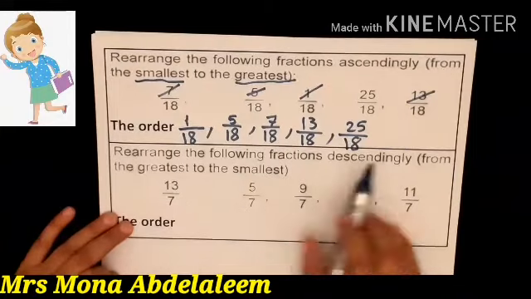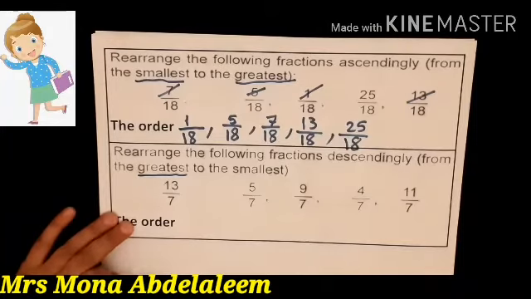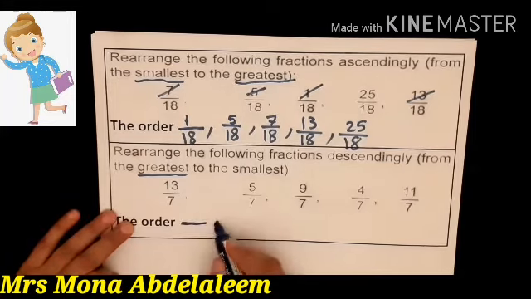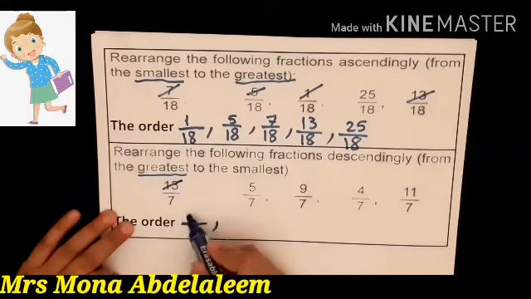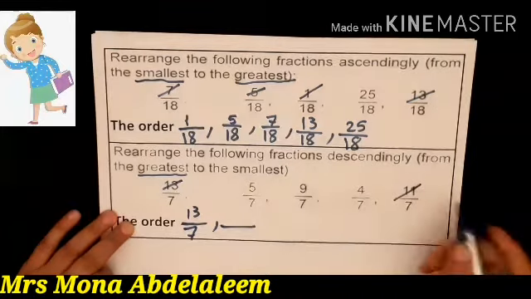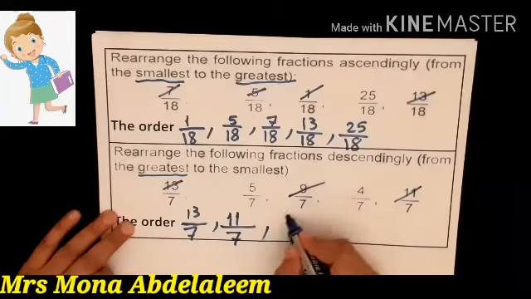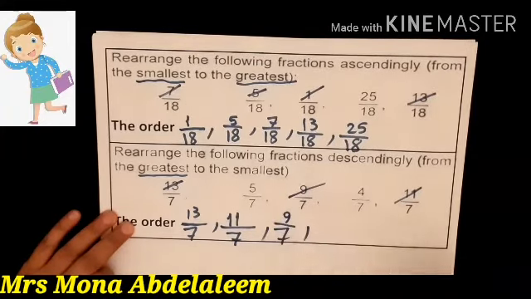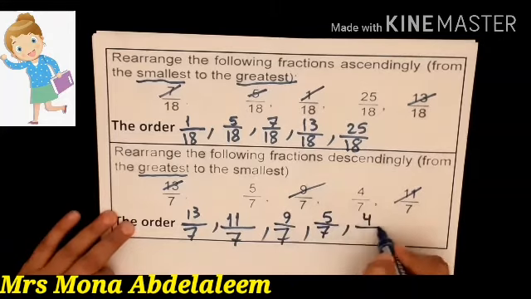Rearrange the following fractions in descending order, from the greatest to the smallest. Look at the denominator. Common denominator. Do I have any problem? No. Arrange directly. Which is greater? Good, 13. So 13 over 7. Then 11 over 7. Good, 9 over 7. 5 over 7. And the last one, 4 over 7.